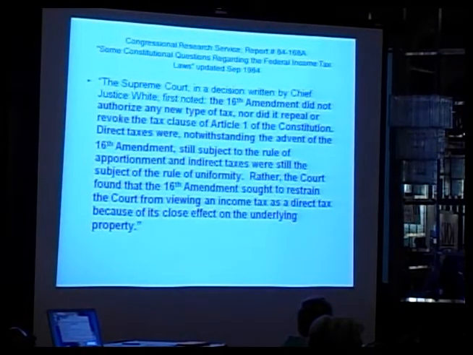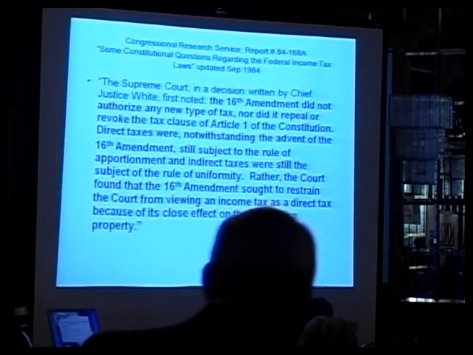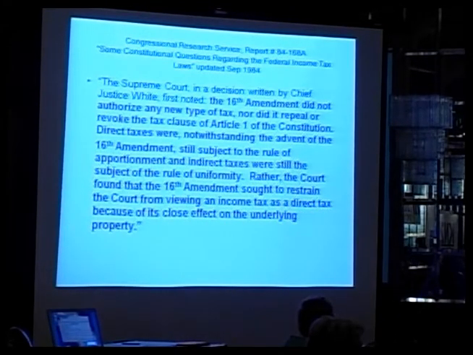The Supreme Court, in the decision written by Chief Justice White, this is the Brushaber case, first noted the 16th Amendment did not authorize any new type of tax, nor did it repeal or revoke the tax clause in Article 1 of the Constitution, that is, the enumeration clause, by the census. The 16th Amendment is still subject to the rule of apportionment, and indirect taxes were still the subject of the rule of uniformity. Did you get what the Congressional Research Center is saying? Those rules still exist. Except we don't pay attention to it, and the IRS doesn't pay attention to it.